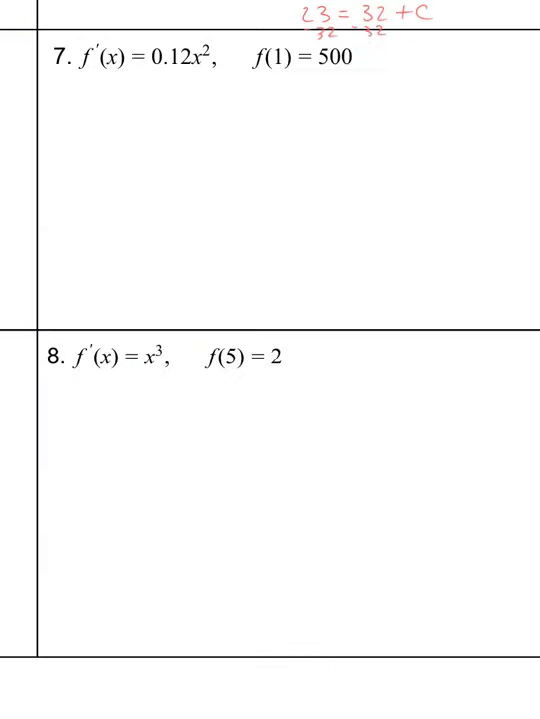All right, let's try it again. We're given the derivative function of 0.12x squared. We want to go backwards and find the original function. So the first thing we do is we add 1 to the exponent. So 2 plus 1 gives me 3. All right, now I have to ask myself, 3 times what will give me 0.12? So just kind of write it out there. 3 times what will give me 0.12?